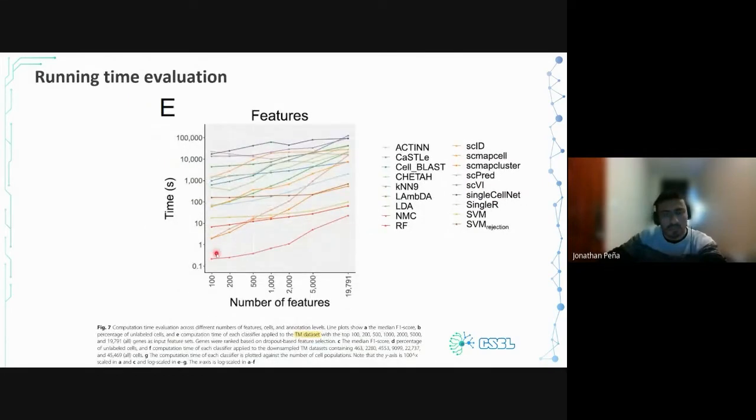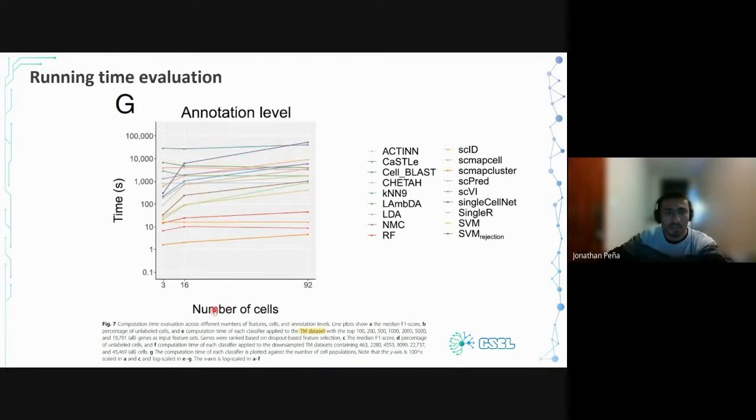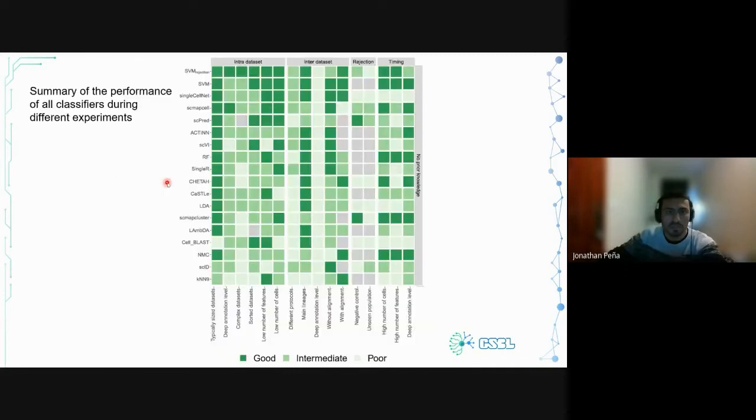Então, aqui utilizaram o tempo para mostrar como ele se modifica segundo o número de células. Então, o maior número de células tem maior tempo de corrida. O nível de anotação não influencia muito no tempo de corrida.